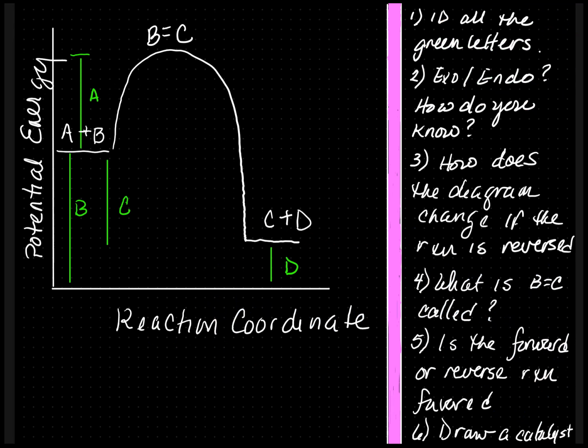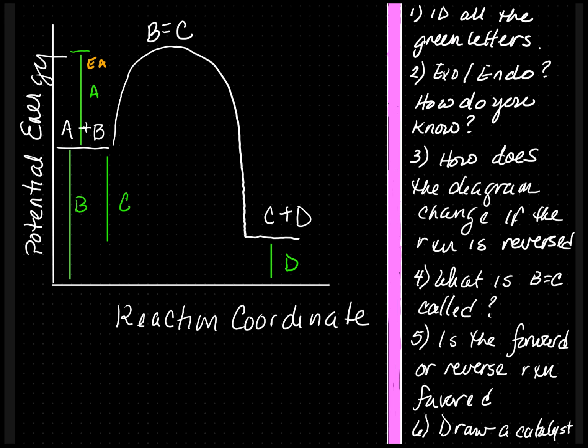So number one, identify the green letters. A is the activation energy for the forward reaction. B is the delta H or the enthalpy of the reactant because it's from the horizontal axis to the reactants. A plus B. D is my enthalpy for my product. Again, it's from the horizontal axis up. And then C is my delta H or the enthalpy of the reaction, which is the product minus the reactant. Number two, is it an exo or endo?